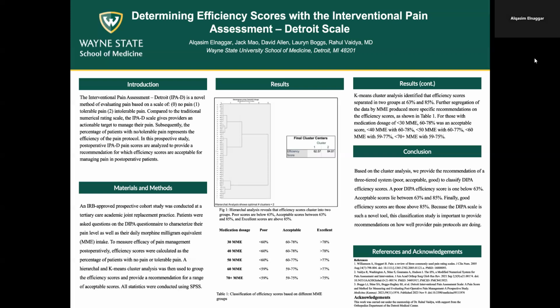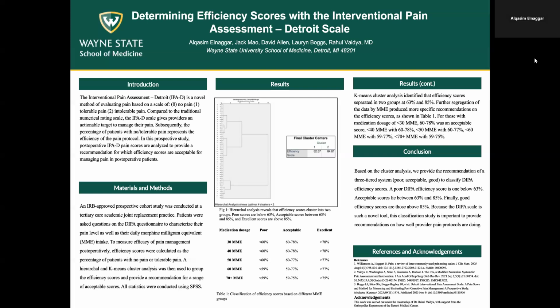We also stratified the results by MME dosage to fine-tune the benchmarks. For example, patients taking less than 30 MMEs had an acceptable efficiency range of 60 to 78%, with scores above 78% considered excellent. For patients on higher doses of MMEs, like 70 MMEs or more, the acceptable range narrowed slightly to 59 to 75%. These ranges show that acceptable performance varies with opioid use, and our framework gives providers a data-driven way to calibrate their pain protocols to different patient needs.